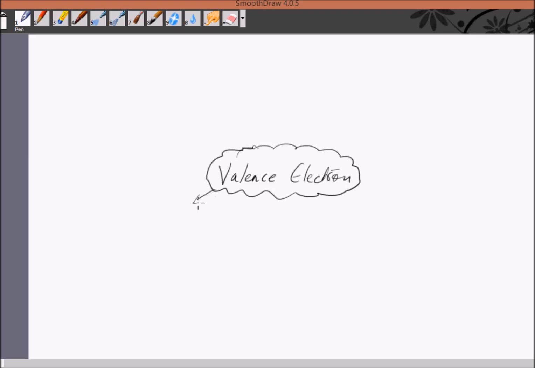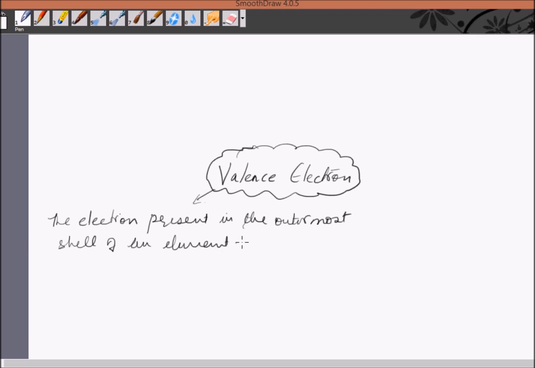So friends, here I write valence electron. What is actually valence electron? It is nothing but the electron present in the outermost shell of an element, right?